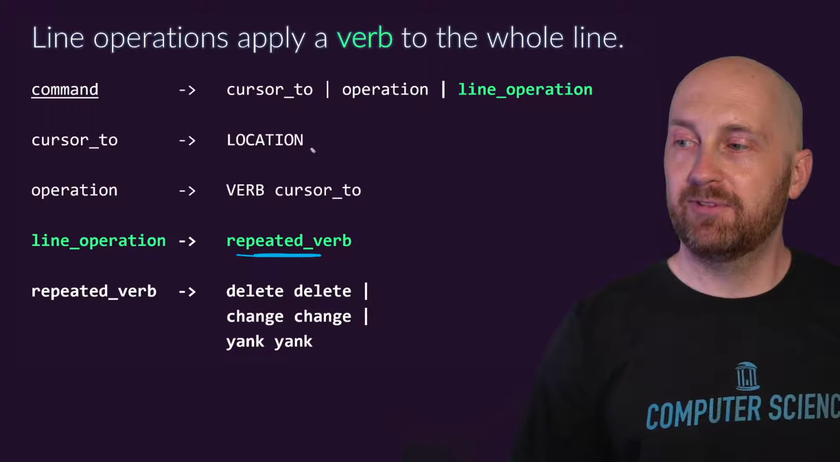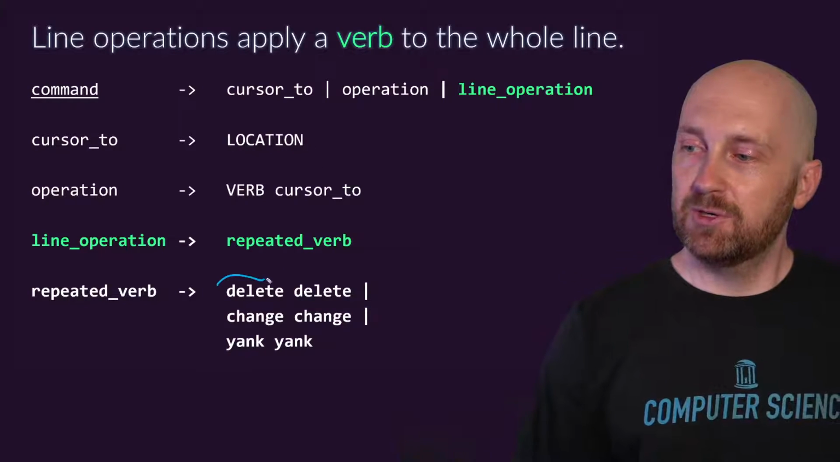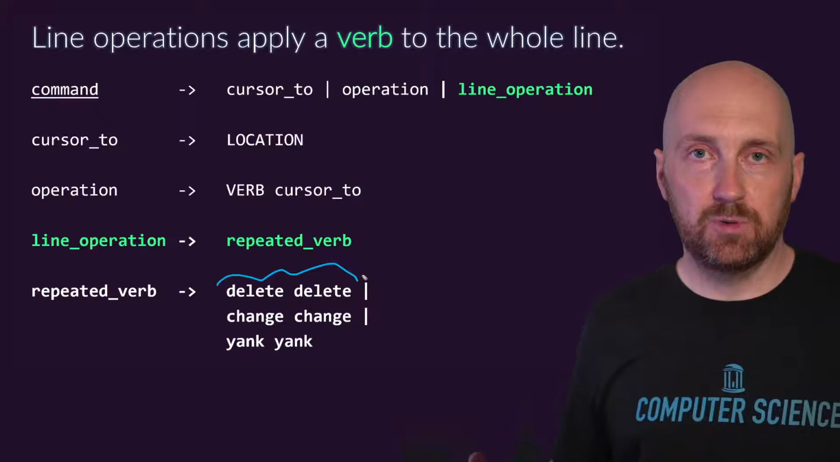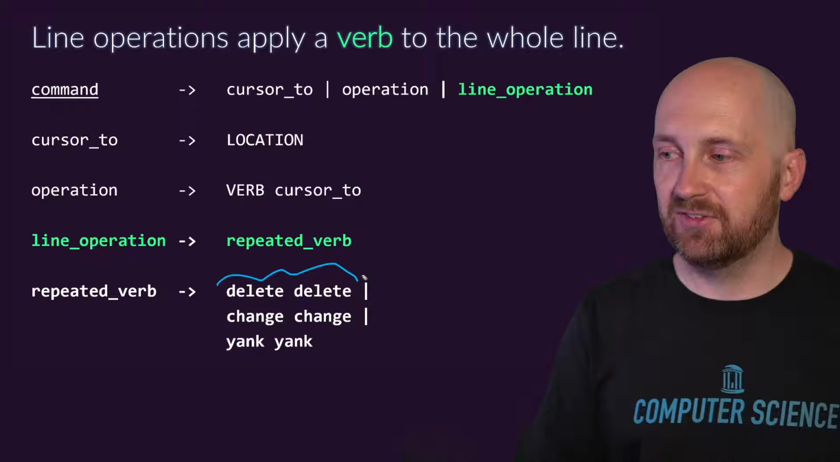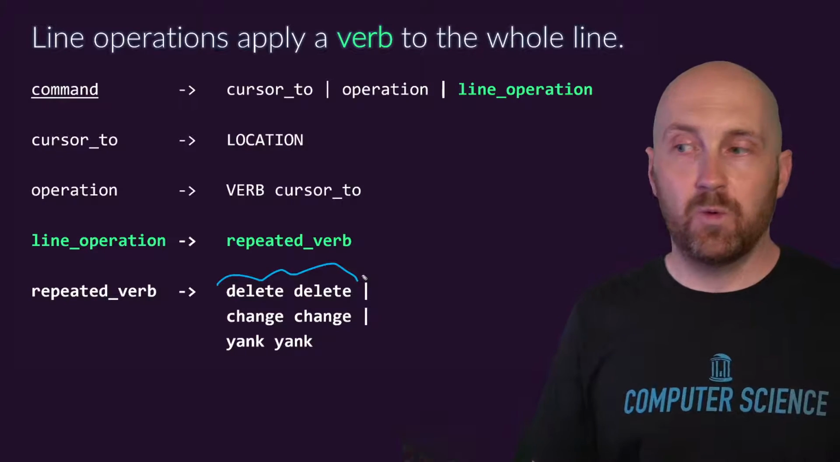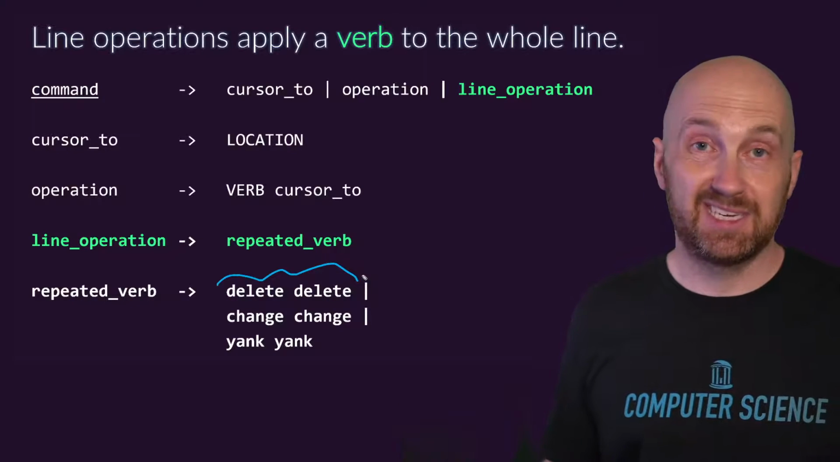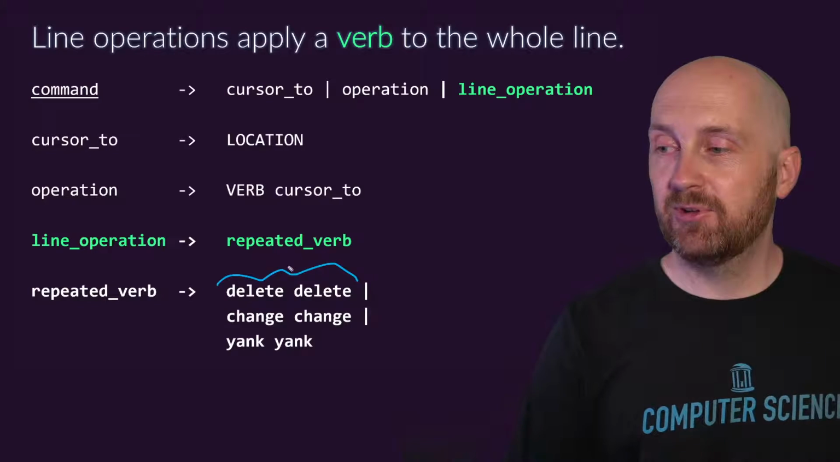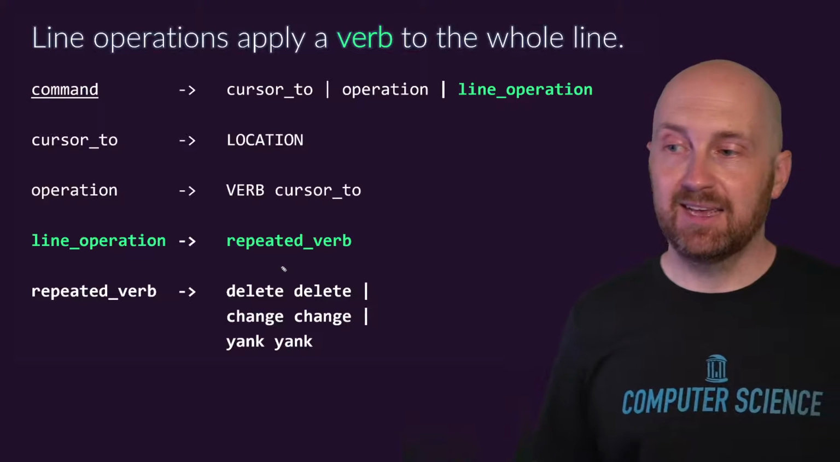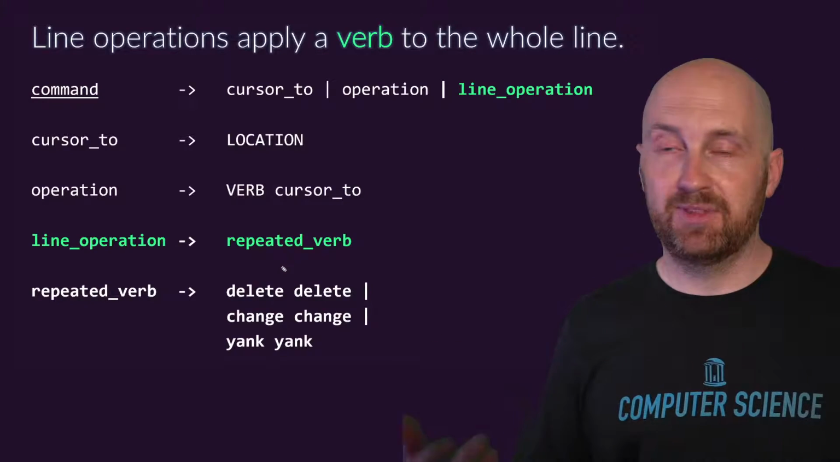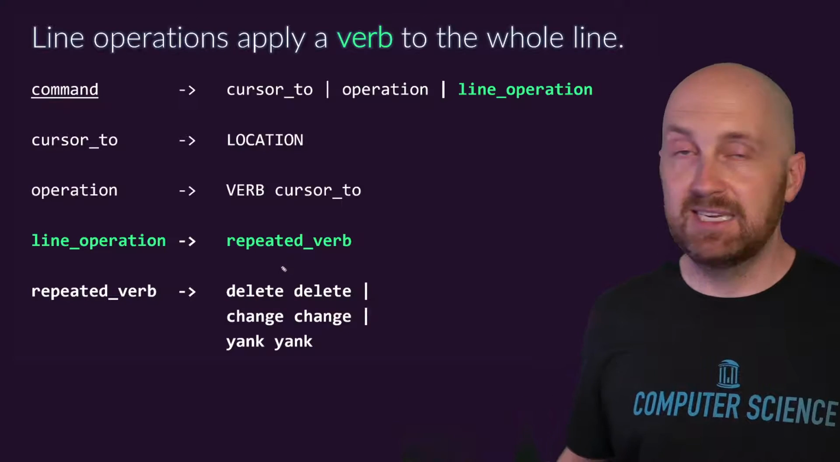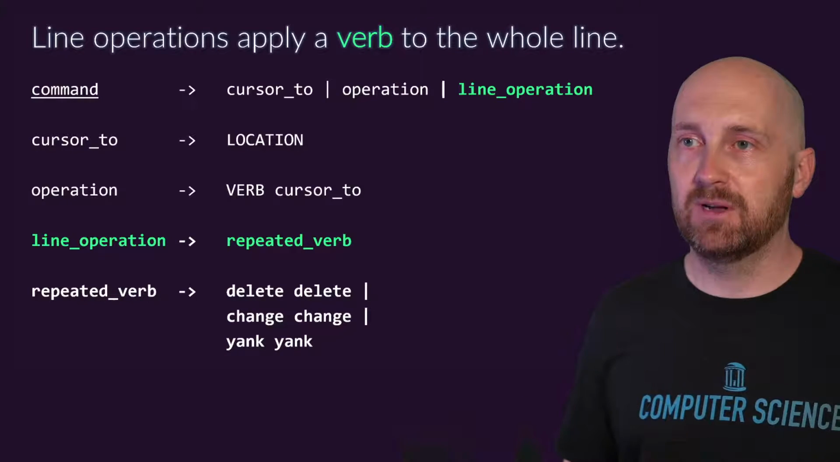So how is repeated verb defined? Well, notice we're going to use our verbs, which were non-terminals we defined previously, delete, delete, or change, change, or yank, yank. And each of those is the terminals D, C, and Y, respectively. So if we say DD, that's going to be a repeated verb that deletes the line. CC will change the line, and so on. So let's try this out.